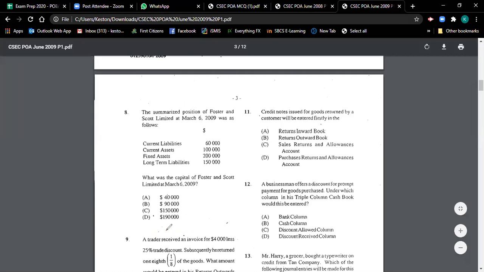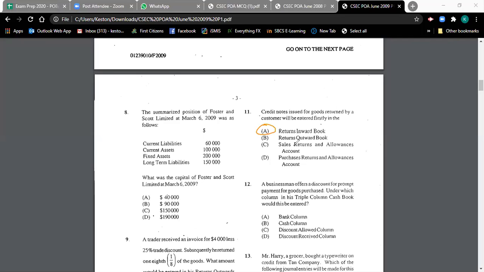11. Credit notes issued for goods returned by a customer will be entered firstly in the return inwards. Very good. Journal. 12. A businessman offers a discount for prompt payment for goods purchased. Under which column in his triple column cash book would this be entered? C. Discounts allowed. Very good.